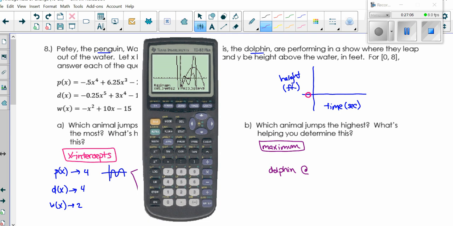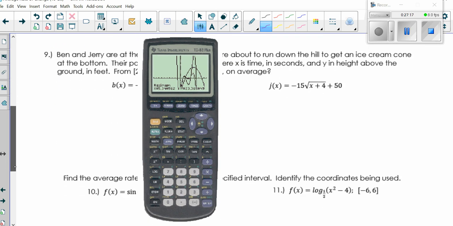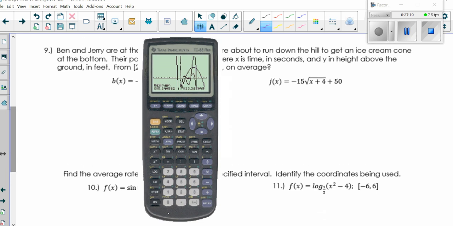At 23.37. I don't know if a dolphin can actually get that high, but it's pretty high. All right. Next question, not last question, but next question.